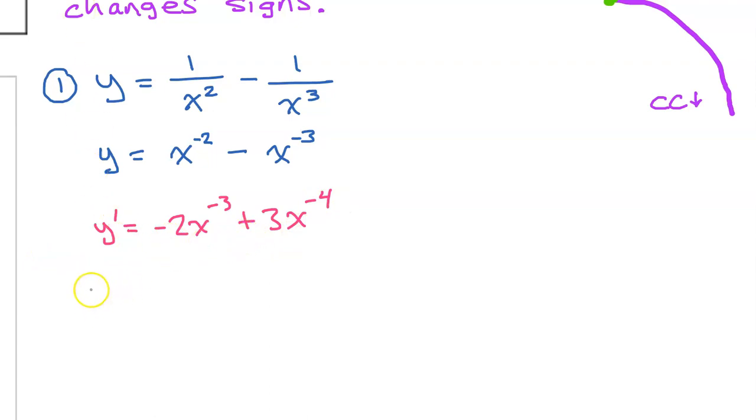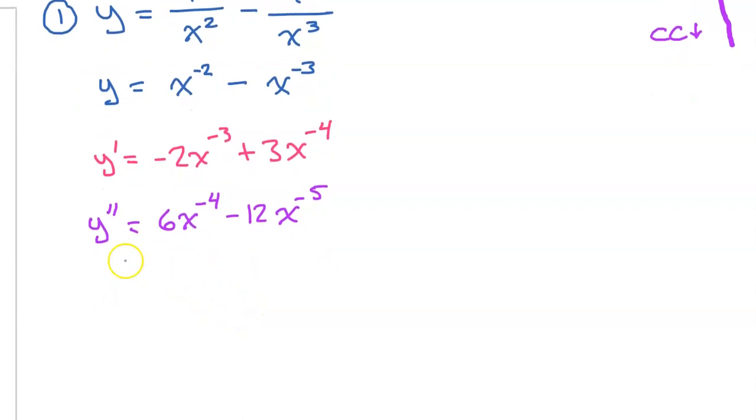How about the second derivative, y double prime? We'll do the power rule again. Negative 3 times negative 2 is positive 6. Positive 6x to the negative 4 power. Negative 4 times 3 is negative 12. Minus 12x to the negative 5 power. So this is the second derivative.